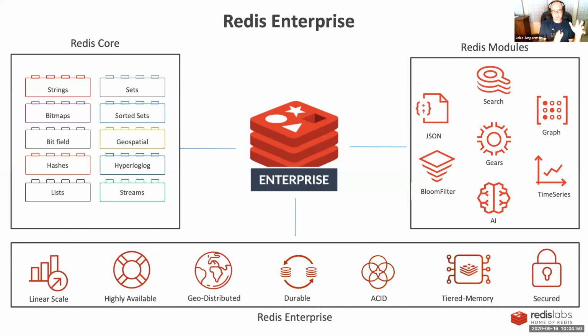As you can see here, this is a diagram of really what comprises Redis Enterprise. Over on the left-hand side, you've got the core of Redis. Those are the data structures that developers know and love. Those are the things that are built into Redis open source, things like strings and sets and lists, hashes, those are the things that developers use to build applications and really treat Redis like an extension of their RAM.